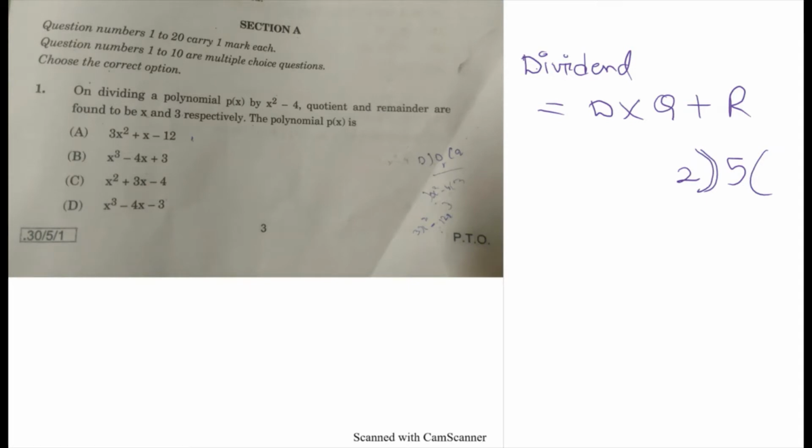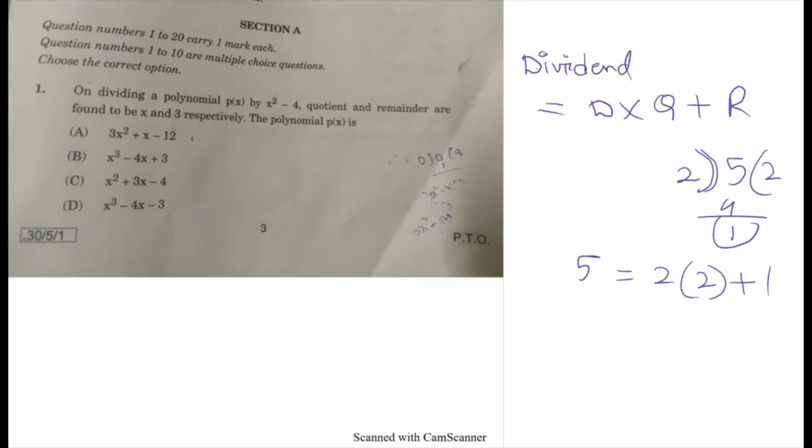we can say that dividend equals to divisor into quotient plus remainder. For example, if you take a number 5 and if you divide this 5 with 2, 2 into 2 is 4 and the remainder is 1. I can say that 5 equals to 2 into 2 plus 1.